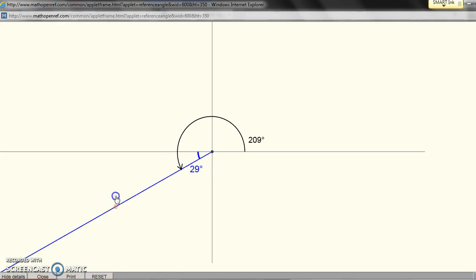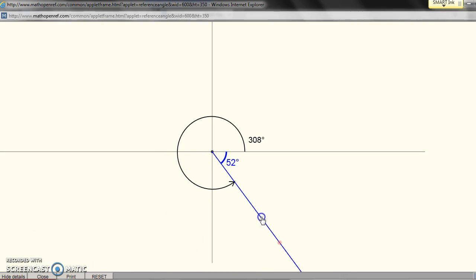Okay, if I continue to rotate this angle, and I'm now in the fourth quadrant, and I'm going to take it to 333 degrees. So here's my angle in standard position at 333 degrees. Now my reference angle is 27 degrees. We're going to continue to rotate. This is also a good review of drawing angles in standard position.